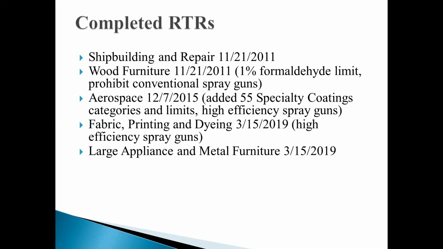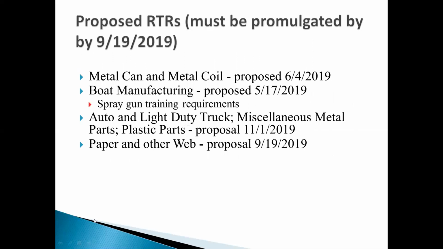Fabric printing and dyeing that was completed 3/15/2019 also had requirements for high efficiency spray guns. And then finally, the large appliance and metal furniture rule was promulgated on 3/15/2019. Next slide, please. So we're still waiting on the rules listed here, and these are some of the bigger ones. Metal can and coil that was proposed by EPA back on 6/4/2019.